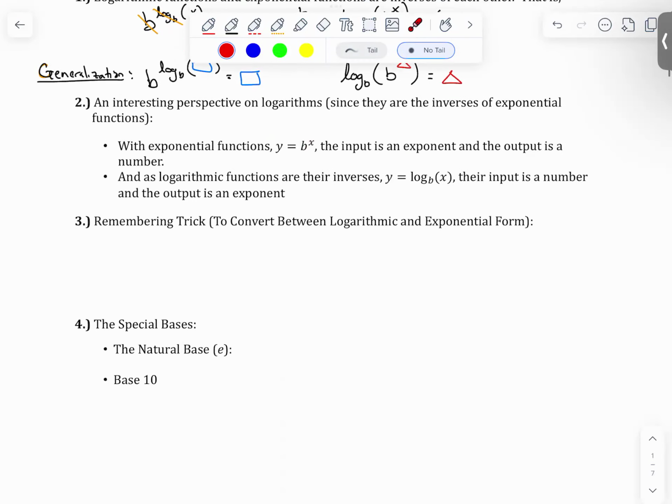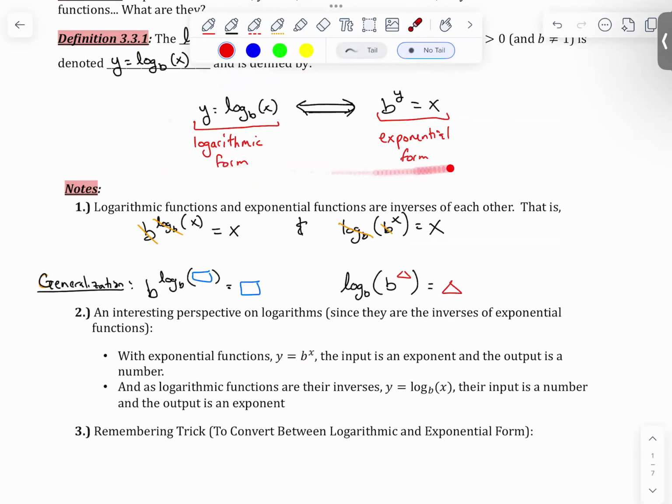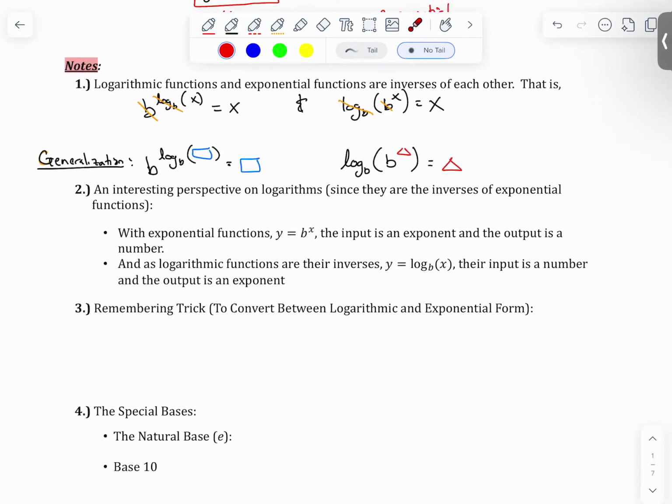Now, this little trick to try and memorize this, it can be a little bit tedious. I didn't learn this until I was in grad school. One of my students taught me this actually, and I've been using it ever since because it's a very, very good way to be able to convert between the two forms. So I'm going to write them back and forth here. So y equals log base b of x. And then on the other side, I'm going to write b to the y is equal to x. That's the logarithmic and the exponential form.